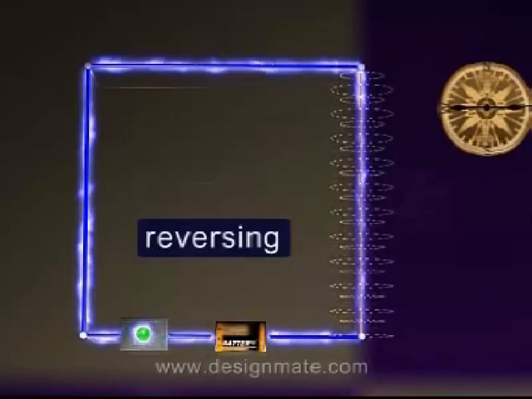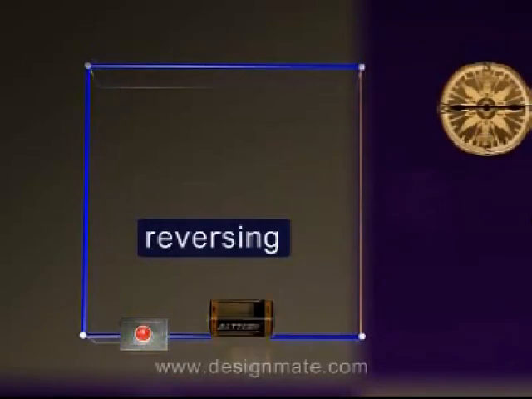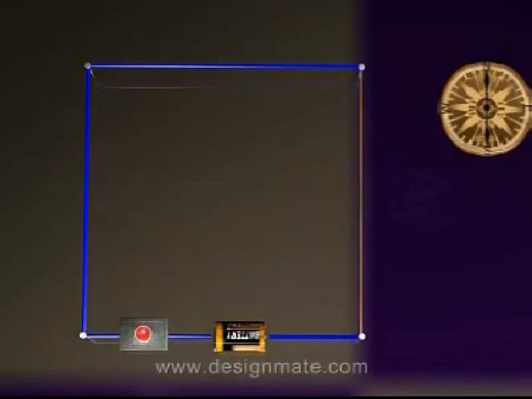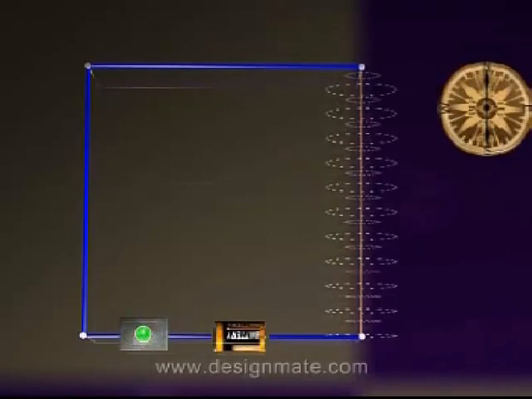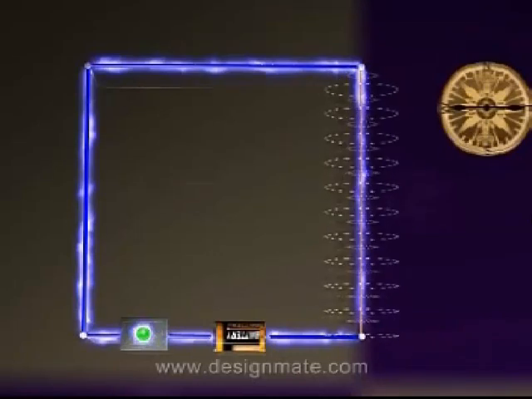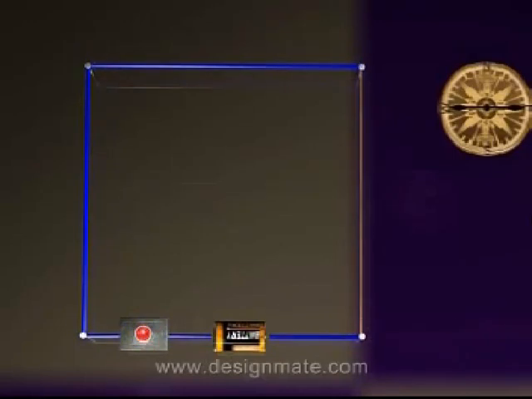On reversing the direction of the electric current, the needle set itself in the opposite direction. If the current does not flow in the wire, the needle sets itself in the geographical north-south direction due to the Earth's magnetism.